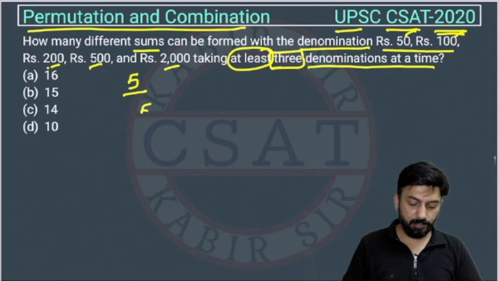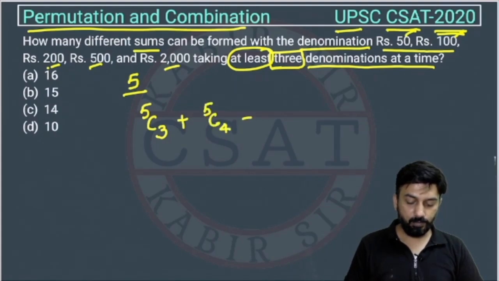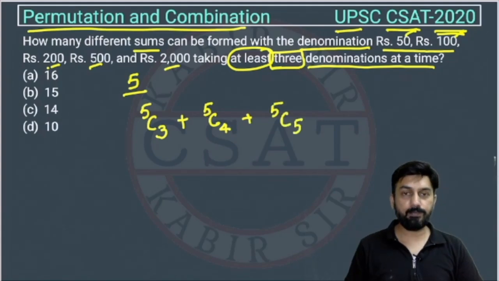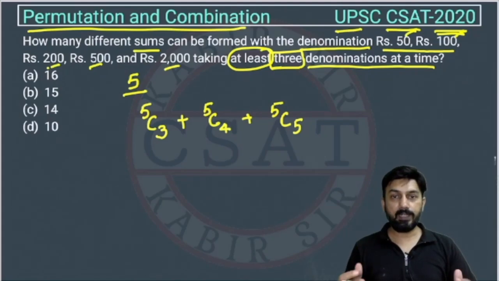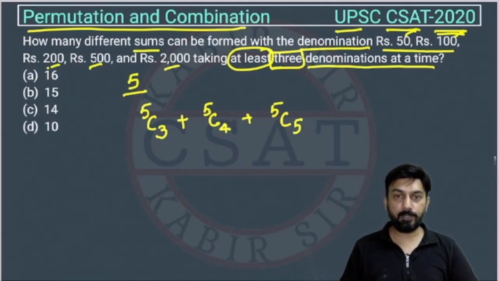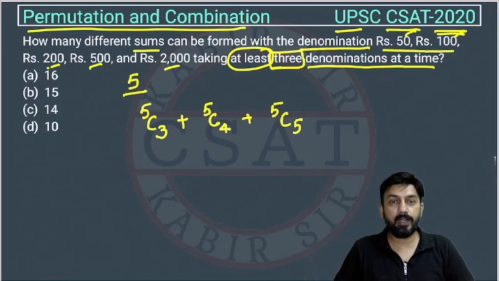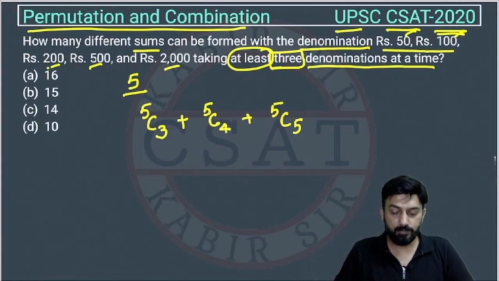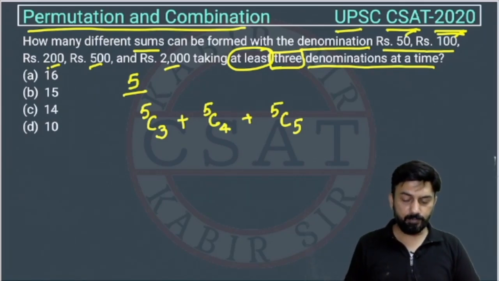So what we can do, we can take any 3, so 5C3, or we can take 4 out of 5, or we can take all 5 of these 5 denominations, right? So we can select either 3 or more, because in the question they have given that at least, कम से कम हमें 3 लेने, 3 से ज़्यादा भी ले सकते हो, right? So 3 से ज़्यादा कितना हो सकता है? 4 या 5, क्योंकि हमारे पास मैक्सिमम 5 ही है, right? So now we will solve this and we will get the answer, right?